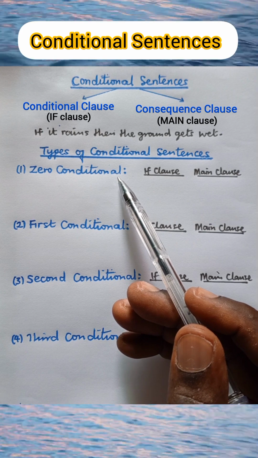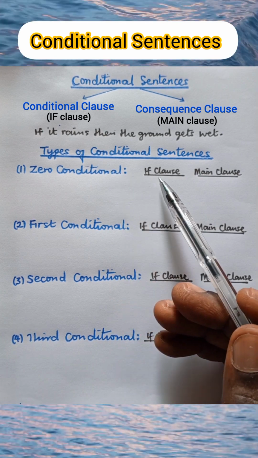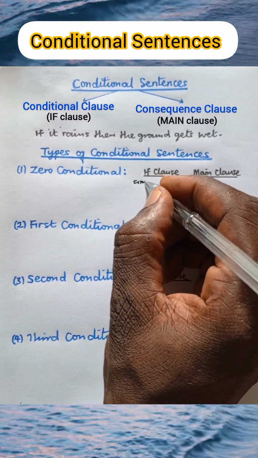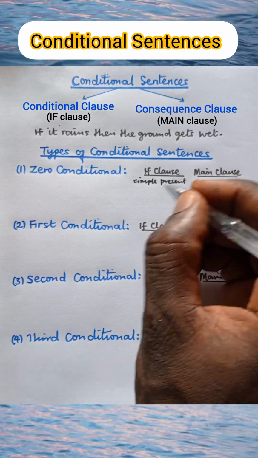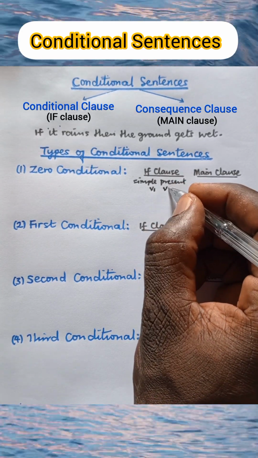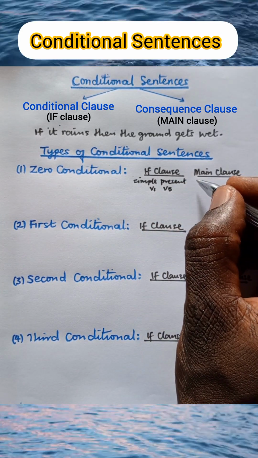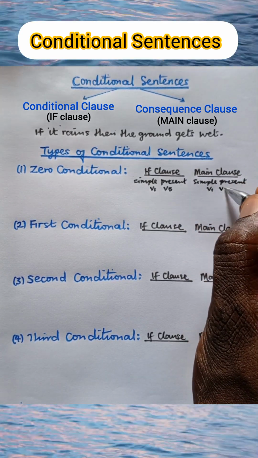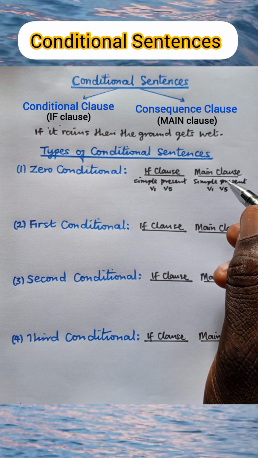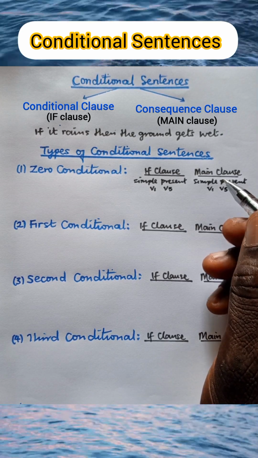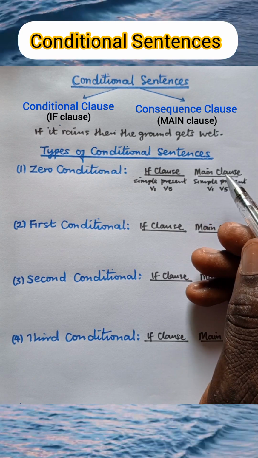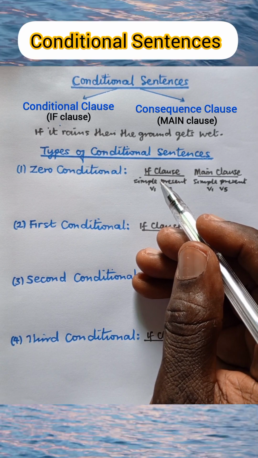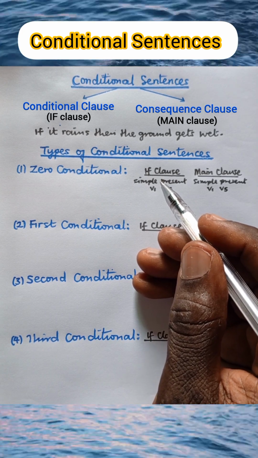Let's start with number 1, the zero conditional. The if clause of the zero conditional sentence usually contains a simple present tense verb, either a V1 or a V5. Similarly, the verb in the main clause is also simple present, either a V1 or a V5. So, in a question on conditional sentences, once you notice that the verb in the main clause is simple present, know therefore that the verb in the if clause has to be simple present as well, and vice versa.